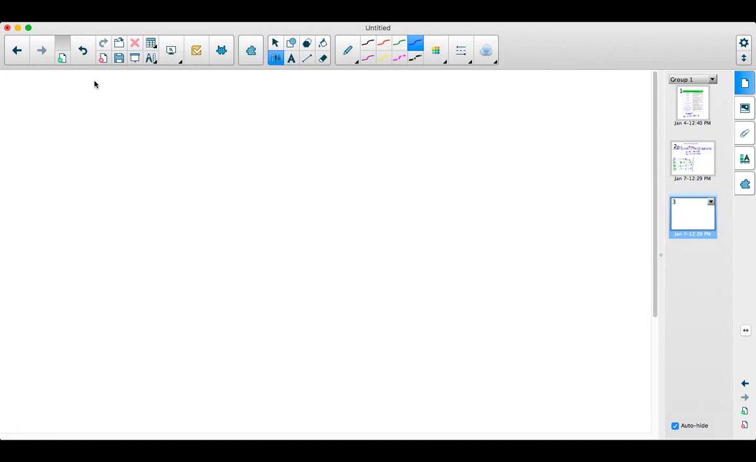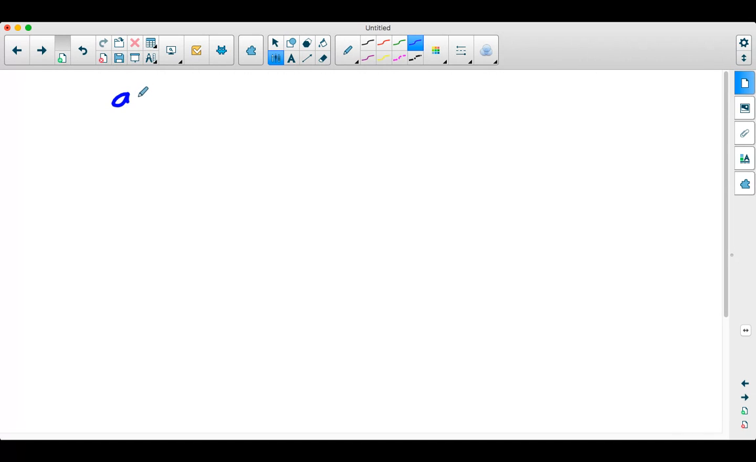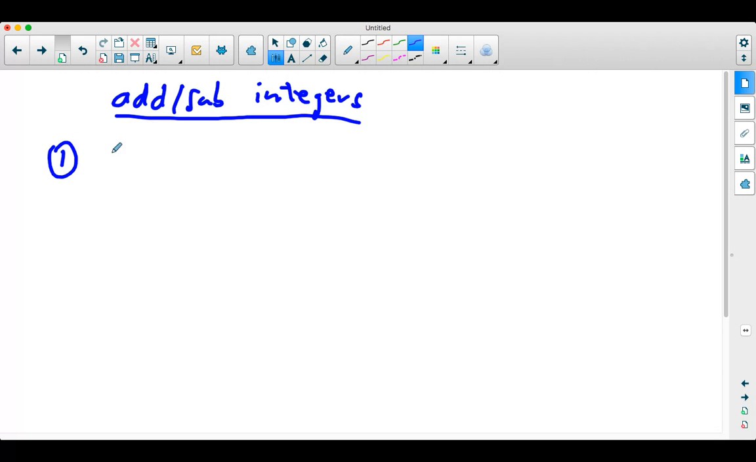So when adding, okay, to add or subtract integers, okay, here are the rules that I'm giving you. Okay, first, if you have the same sign, then you add the numbers and keep the sign.